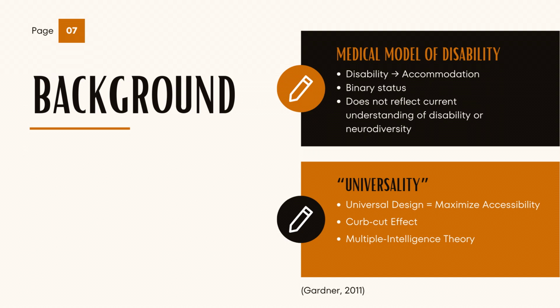Some background. First, we'll talk about the medical model of disability. Traditionally in schools, disability is like a binary status. You either are disabled or you're not. And if you're disabled, you can talk with a counselor and receive a specific accommodation that addresses whatever your disability may be. But that doesn't fully address our current understanding of either disability or neurodiversity.